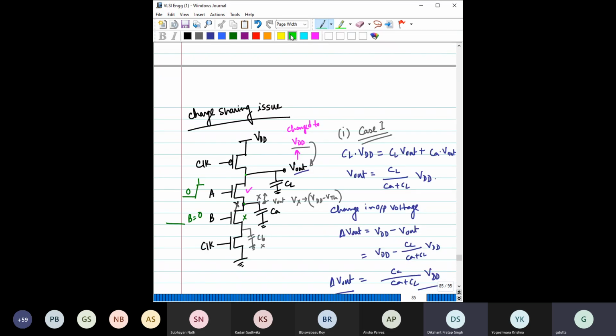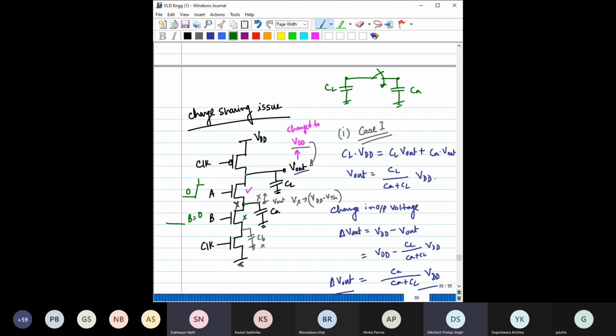Now, think about it like this. You have two capacitors, one is this CL and the other one is CA. Once you close this circuit, will the potential here not be the same? Shubham?